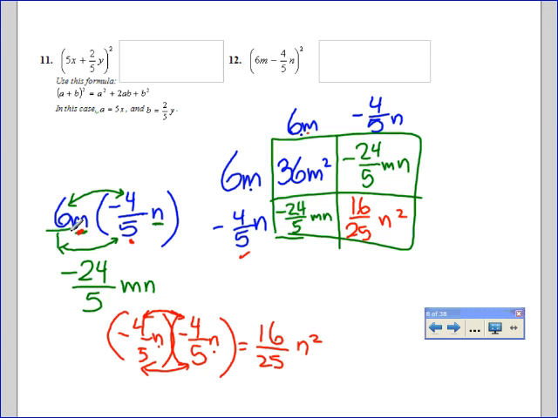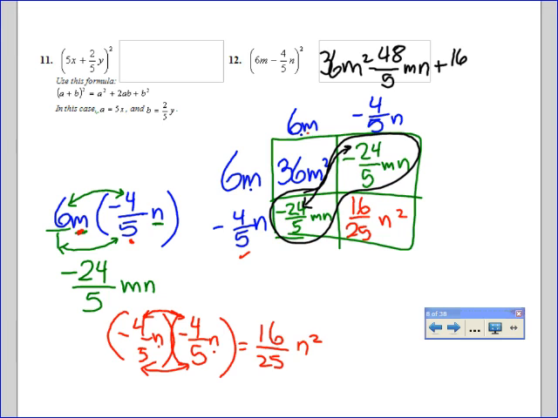Final answer is 36 m squared. The mean is right here. Don't forget the mean. With the mean, I'm only adding the numerators. Negative 24 and negative 24 makes a negative 48. The denominator stays the same, keep it 5. The letters keep the same, the variables m and n don't change. And then the final part is the positive 16 over 25 n squared. Alright, so that's your answer.